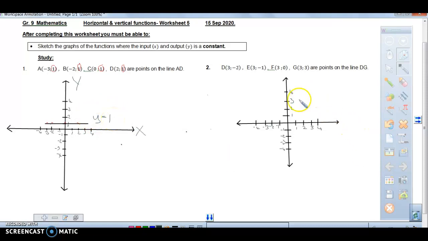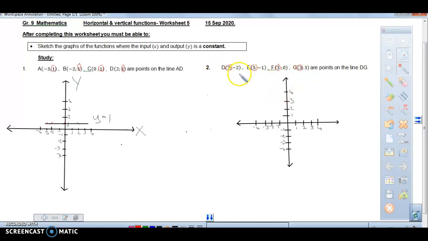So if I look at the second example now, I look at the points (3, -2), (3, -1), (3, 0), (3, 3). Can you see what I see? Yes, all the input values are the same. They're all 3. So you only have one input value, and that means x is 3. So regardless of what y is, x must be 3.